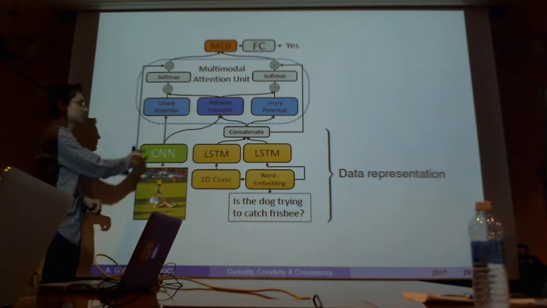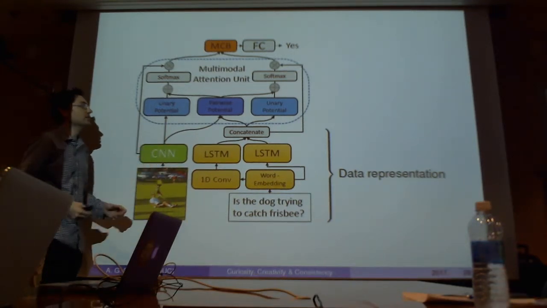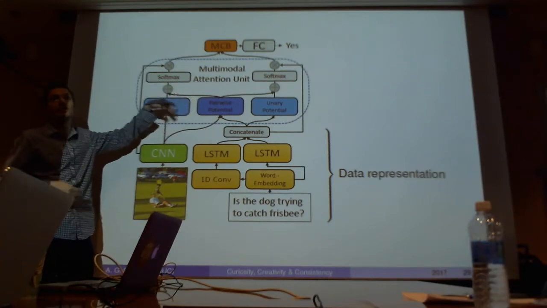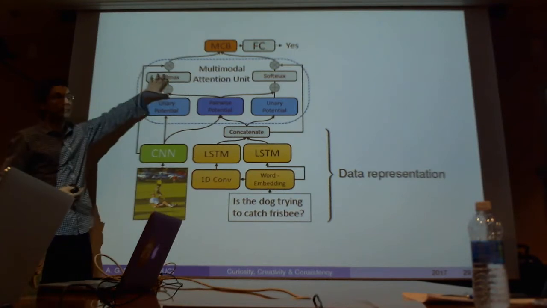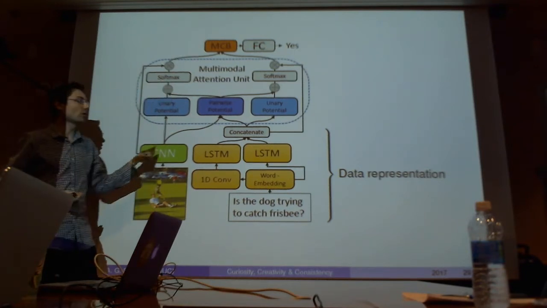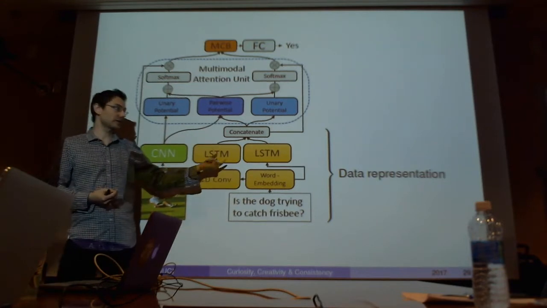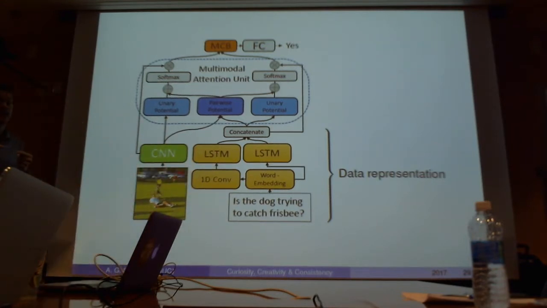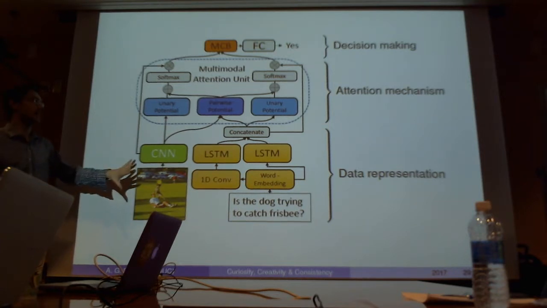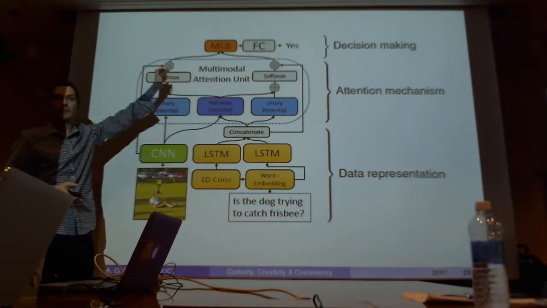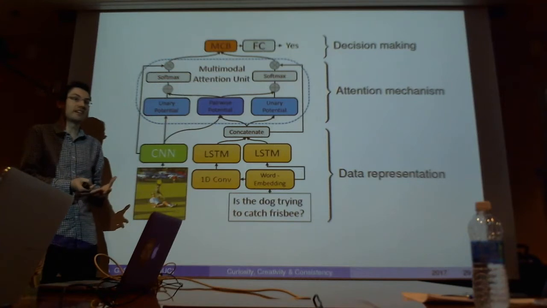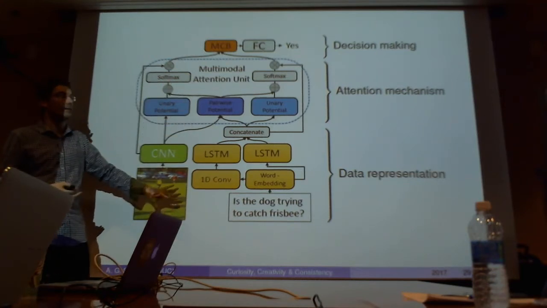And now we take those data representations, and then we have this attention unit. What it does is it generates those probability maps. And then we multiply the probability that it generates with the spatial or temporal representations for the image or the question, respectively. And then we feed this attended representation into the decision-making mechanism. So the system is, in a sense, very simple. It consists of three parts: the data representation, the attention mechanism, and the decision-making part. Each of those is some form of neural net. Again, the whole system is trainable end-to-end.